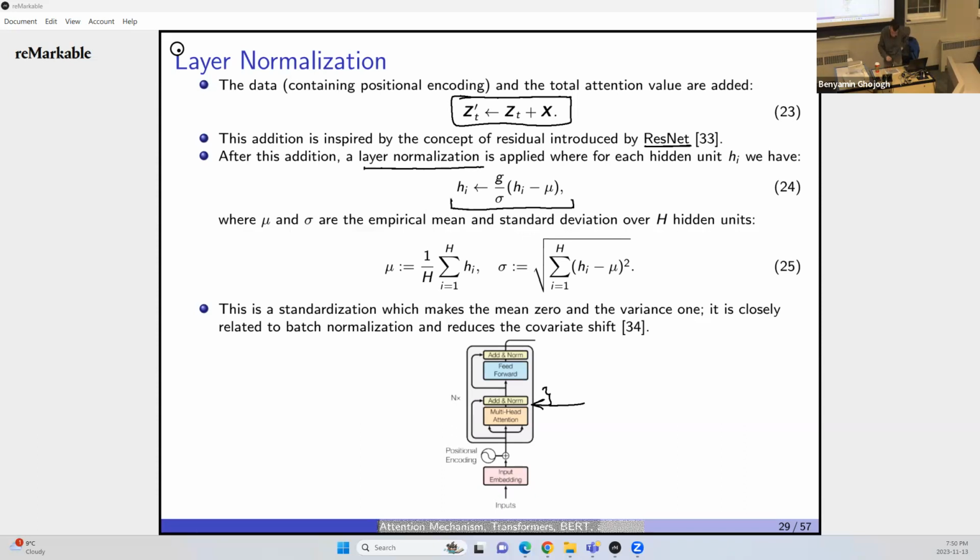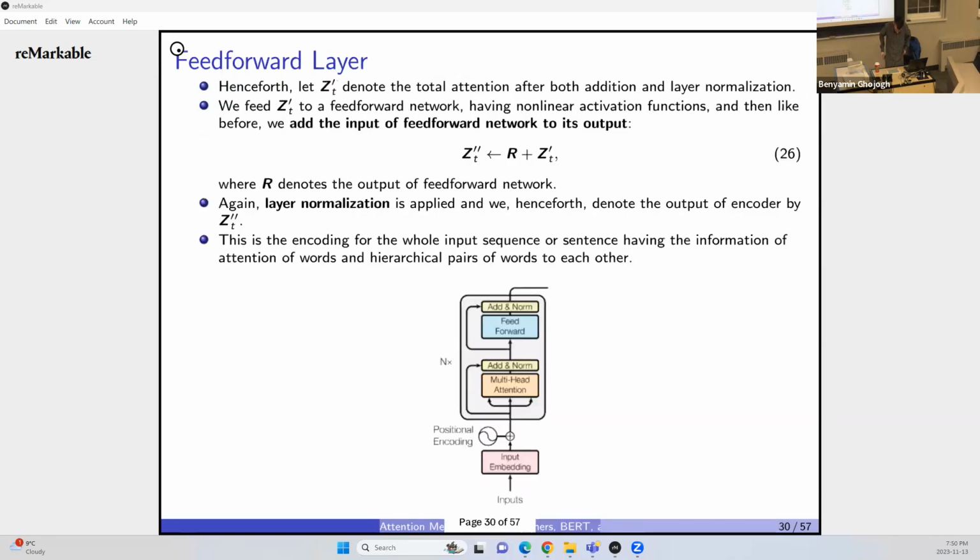What is this? This is exactly the Z-score normalization that we had also: minus mean divided by standard deviation, right? So where are we now? We are here now. After multi-head attention and the normalization, then we are here.